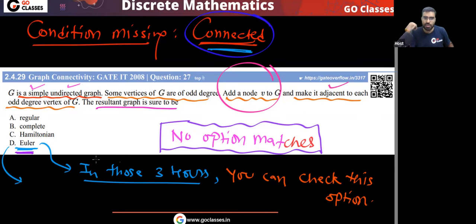But remember, is this option correct? For this question, is option D correct or not? For this question, option D is not correct. The question is asking: the resultant graph is sure to be. So option D is not correct. But this is what the question maker is thinking. The professor who created this question is thinking that option D is the answer. So I hope you understood this.